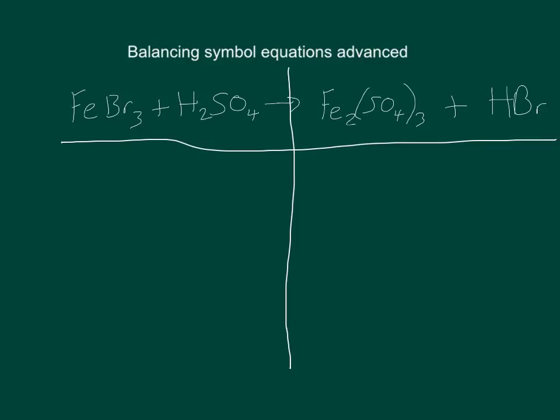Okay, so as with any other equation, we've got to do the exact same thing as we would usually do. We've got to count the number of atoms that are on each side of the reaction, so for our products and reactants. So we've got an iron atom, we've got bromine, we've got hydrogen, we've got sulfur, we've got oxygen. So we'll get those written up on both sides.